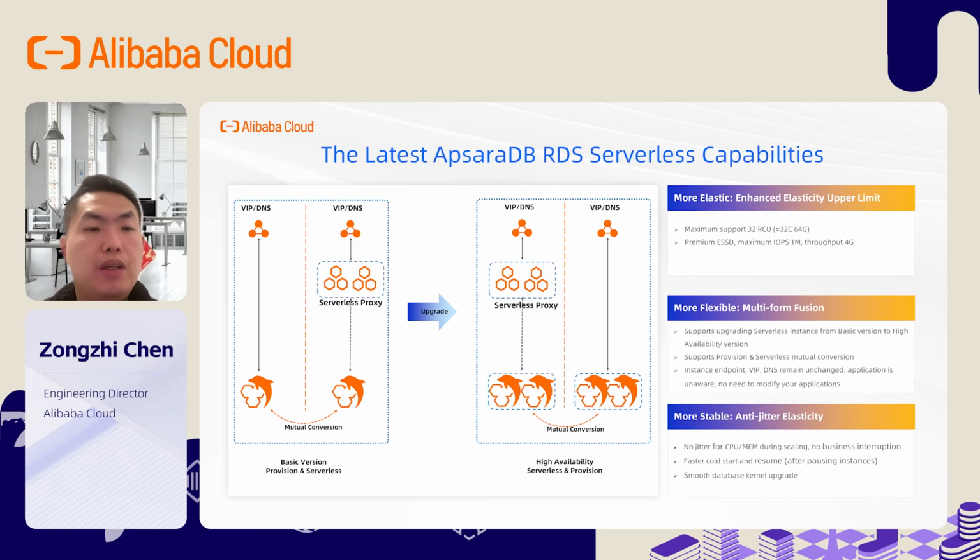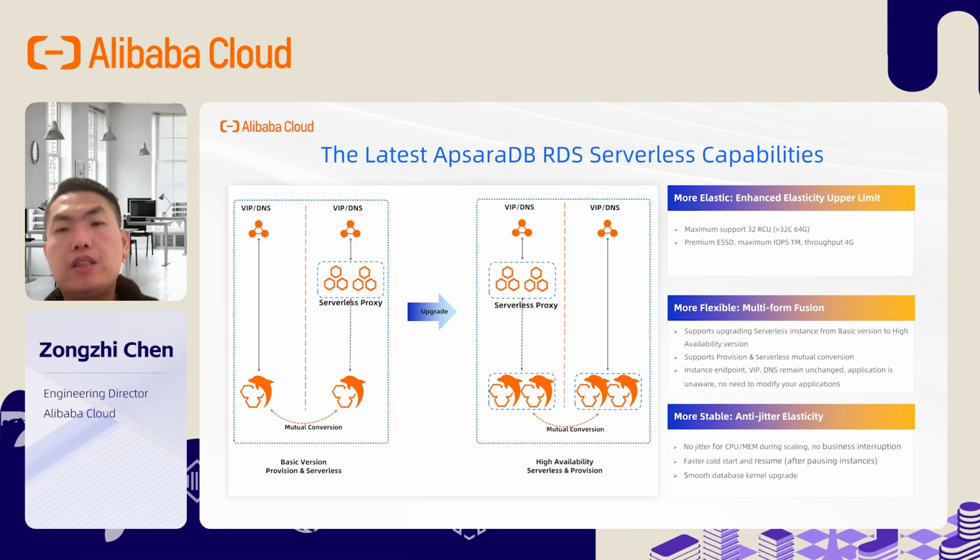The basic version is the provision service. You can upgrade to the high availability version, service and provision. There is more elastic, enhanced elasticity upper limit. The maximum supports 32 RCU, and then the premium ESSD maximum IOPS is 1 million, and the throughput is 4 GB.